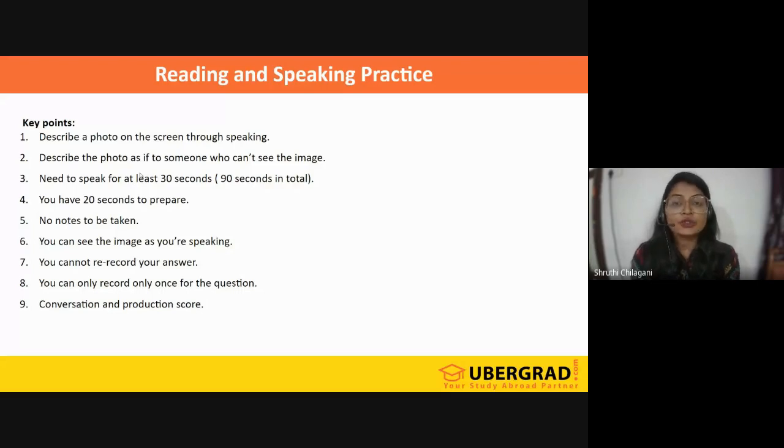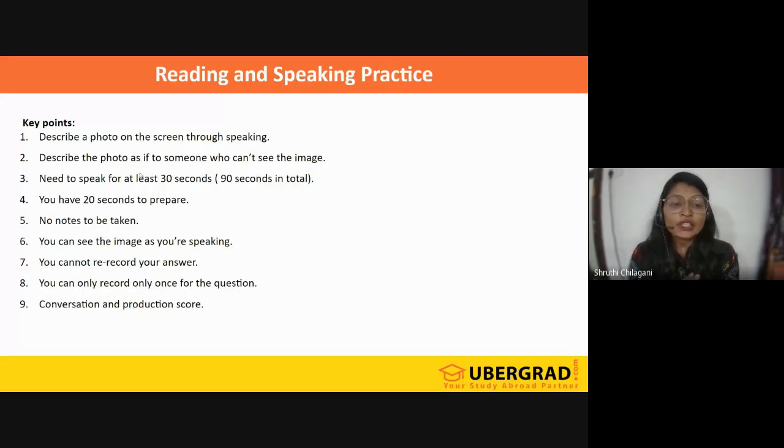But even to just go to the next task, you should at least speak for 30 seconds. And if you can speak more, please speak more. Even before starting to record, you will be shown the image for 20 seconds. In these 20 seconds, you can do a mental preparation of what to speak about. You can't take notes here, but you can see the image as you're speaking, so you can continue to create sentences while you are still speaking.